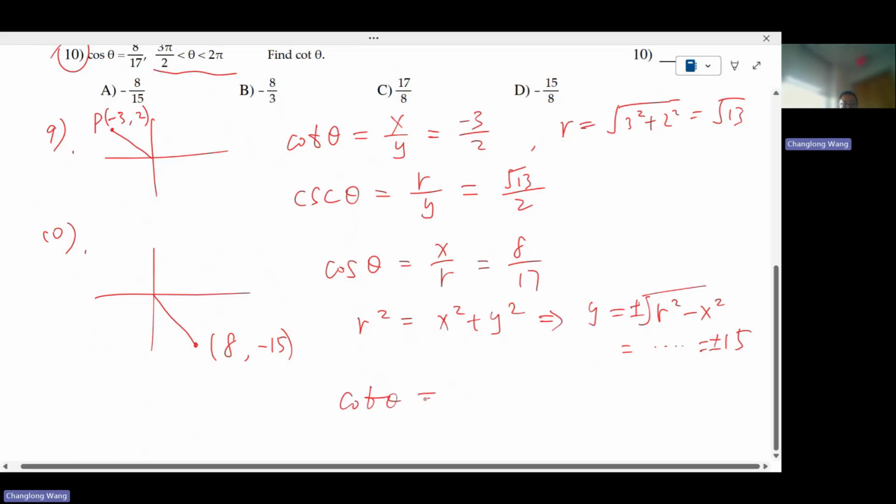Cotan is, let me finish writing it. Is it x over y? X over y, so it'll be negative 8 over 15. Now, do a quick sanity check. Is cotangent negative in the fourth quadrant? Yes, because it is positive in the first and the third quadrant. All right.